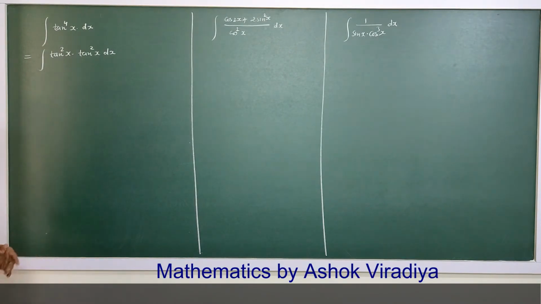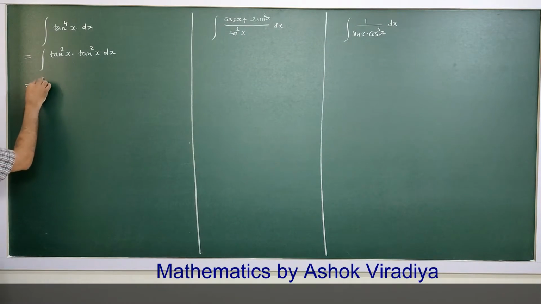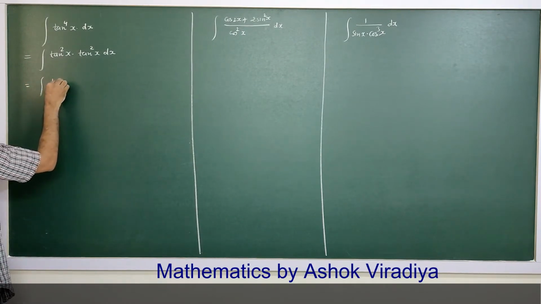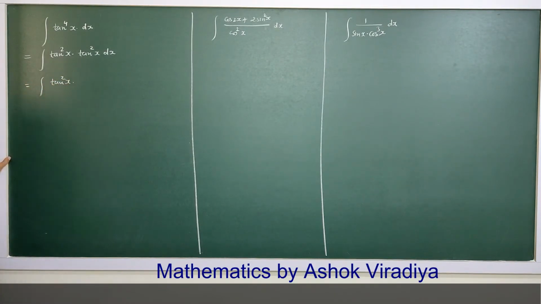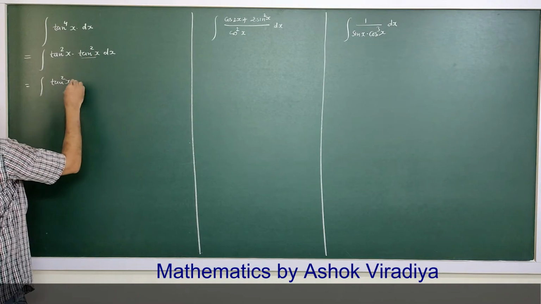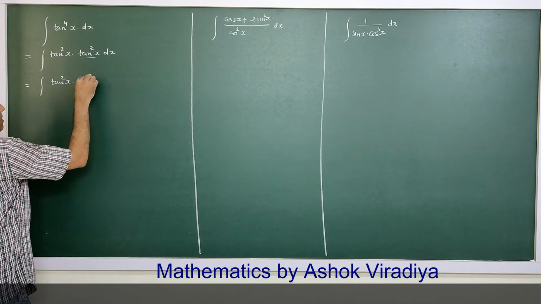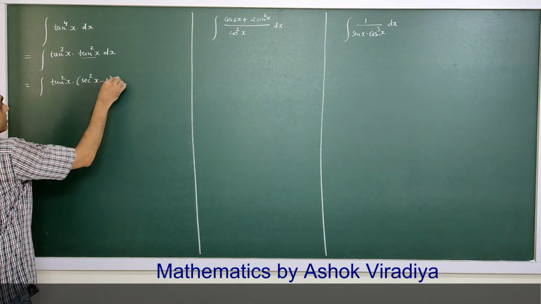See what we do here. Integral of tan square x, this tan square x we keep as it is. This tan square x I convert as sec square x minus 1.